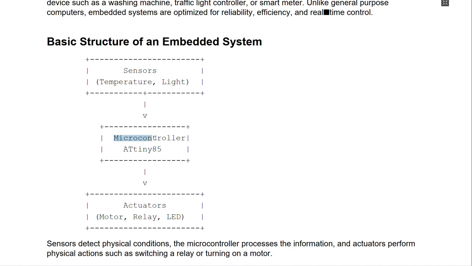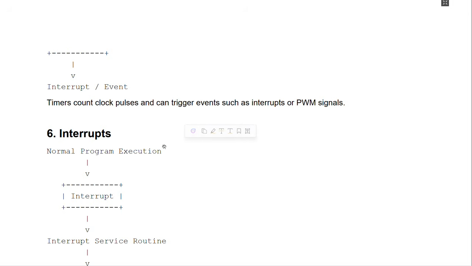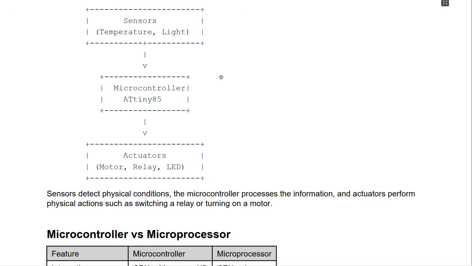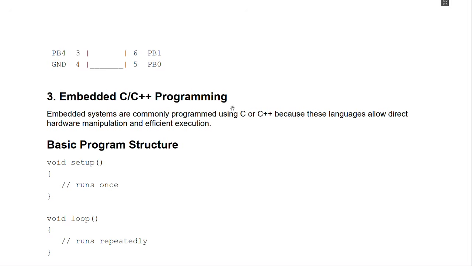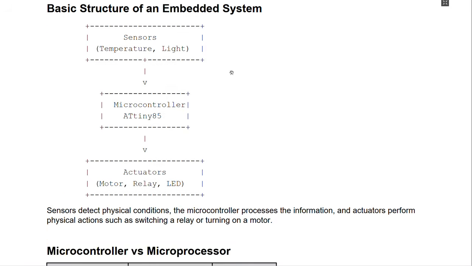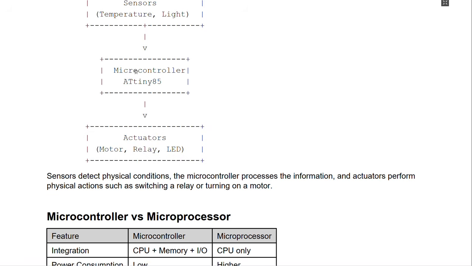So big picture wise, we always have a sensor or sensors. We have a device to process the input. This processes data. So this microcontroller processes data. For example, in this course unit, we are going to be dealing with the ATtiny85. So this is our example.